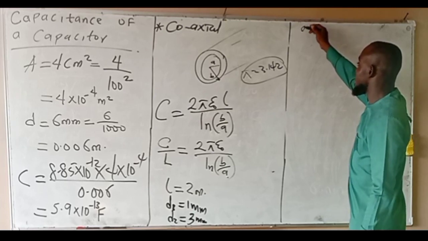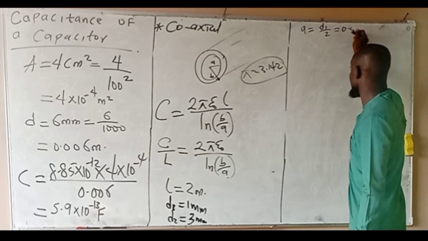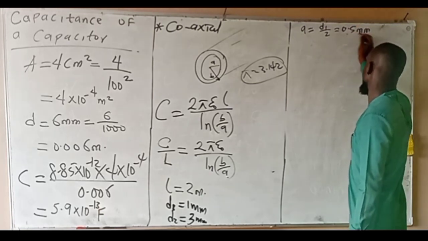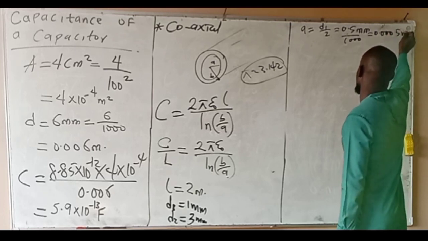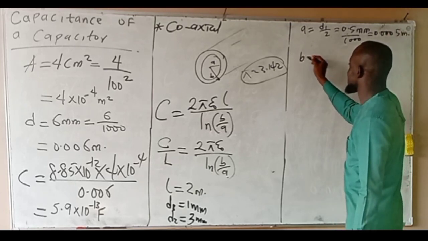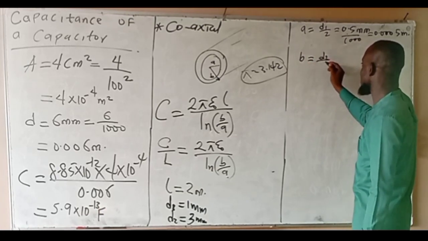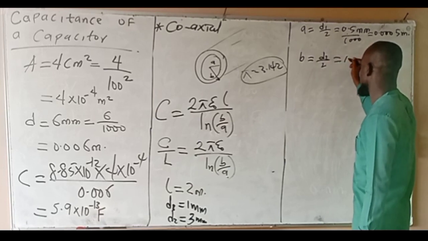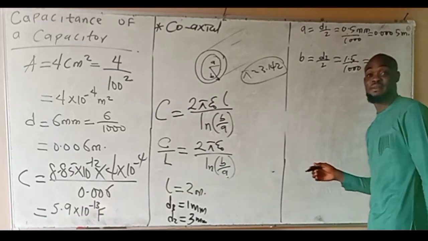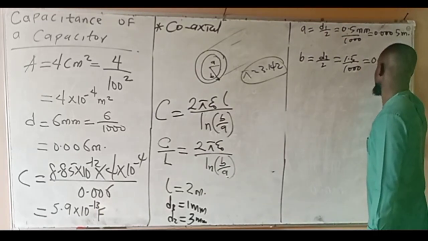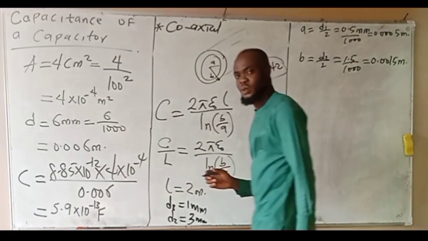Now, the internal radius will be the diameter over 2, which is 1 over 2, 0.5 millimeters. Divided by 1000 to convert to meters, we will have 0.0005 meters. Then the external radius will be the external diameter over 2, which is 1.5 millimeters, divided by 1000 to convert to meters, giving 0.0015 meters.